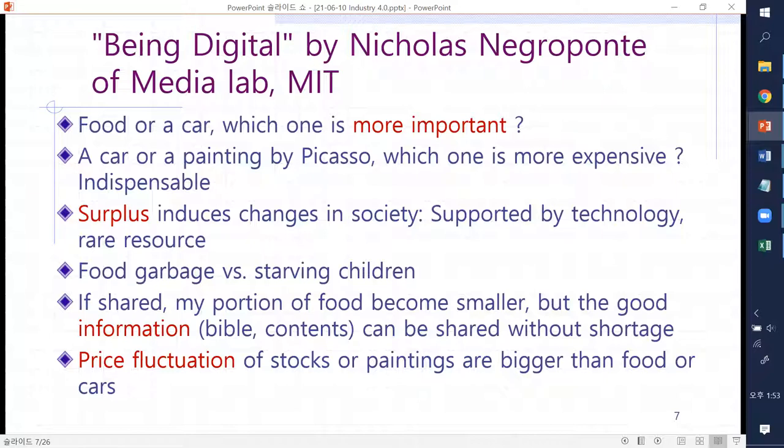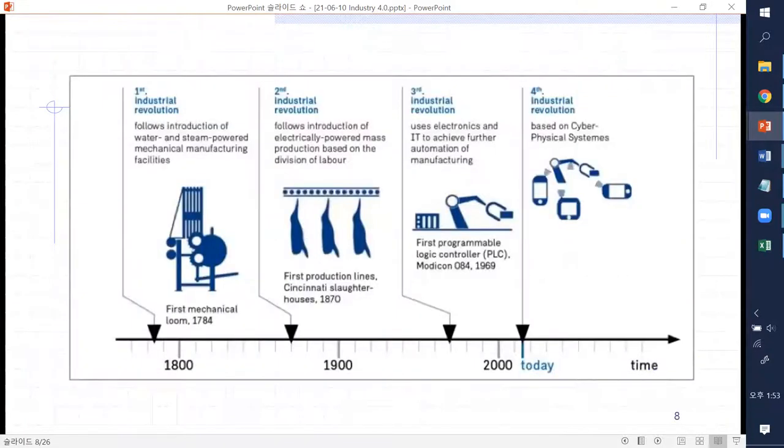One small side effect is that the price fluctuation of the stock market or a Picasso painting is much bigger. The fluctuation rate and size are bigger than for elementary food or cars. The fluctuation is more stable there. So that is one of the differences between things and digital being.